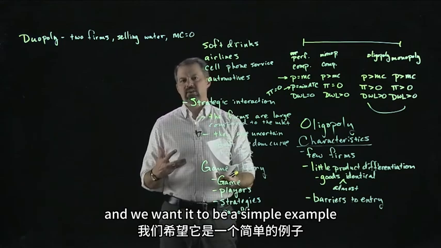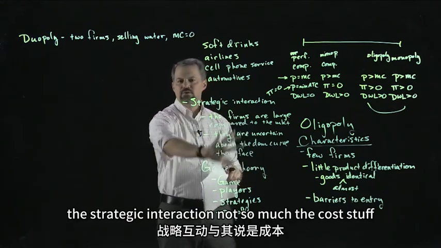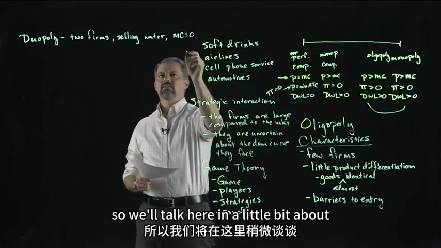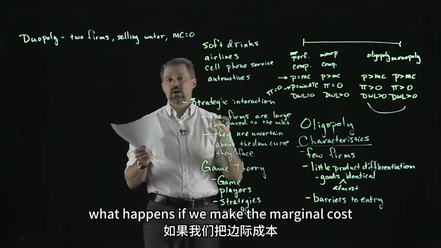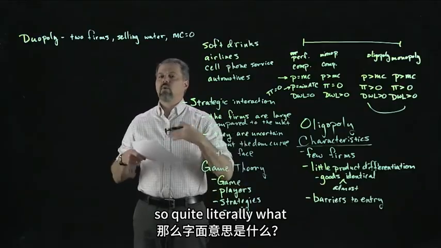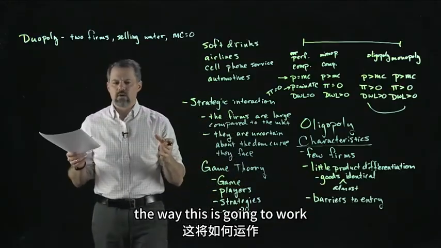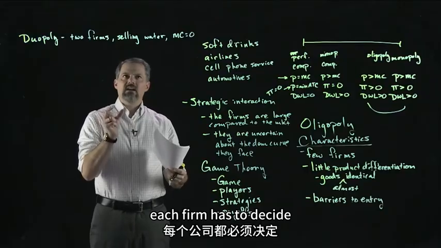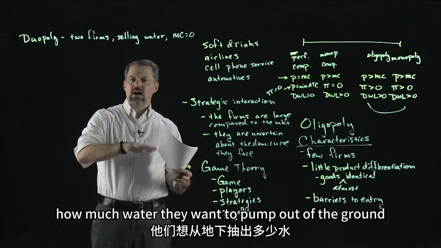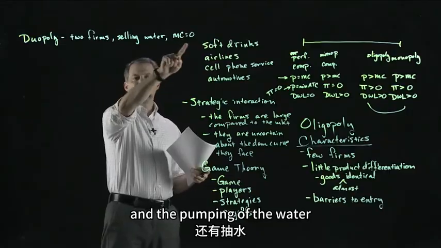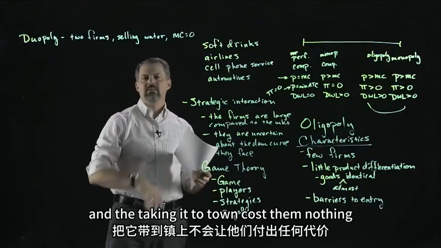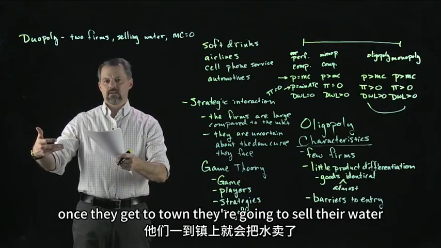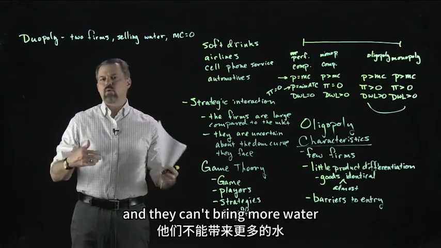And we want it to be a simple example because we want to focus on the strategic interaction, not so much the cost stuff. So we'll talk here in a little bit about what happens if we make the marginal cost something other than zero. So quite literally, the way this is going to work is that we have two firms. In the morning, each firm has to decide how much water they want to pump out of the ground and take to town. And the pumping of the water and the taking it to town costs them nothing. Okay? Once they get to town, they're going to sell their water, and they can't bring more water once they've gotten to town.